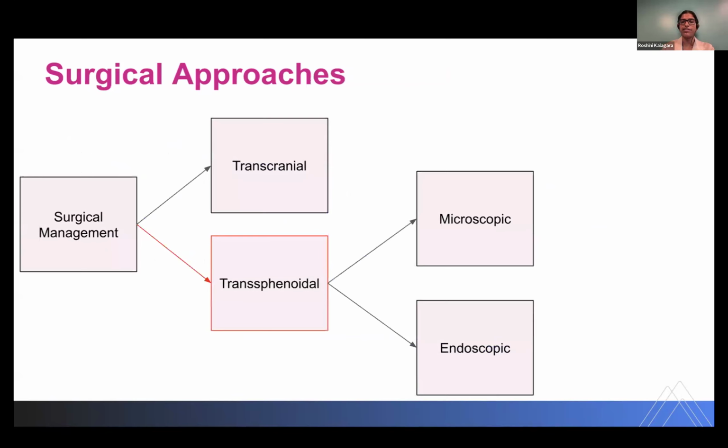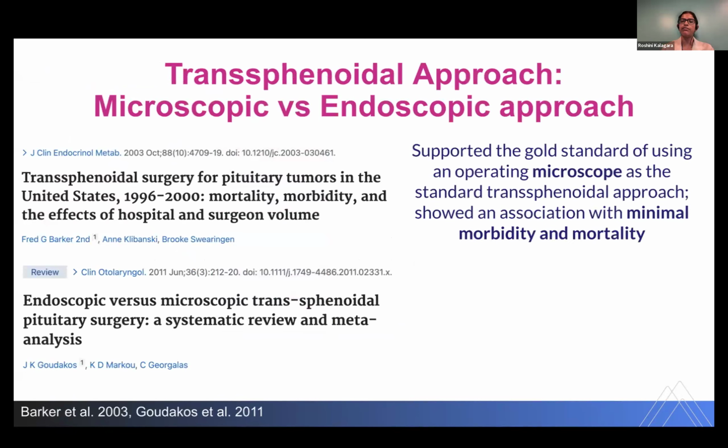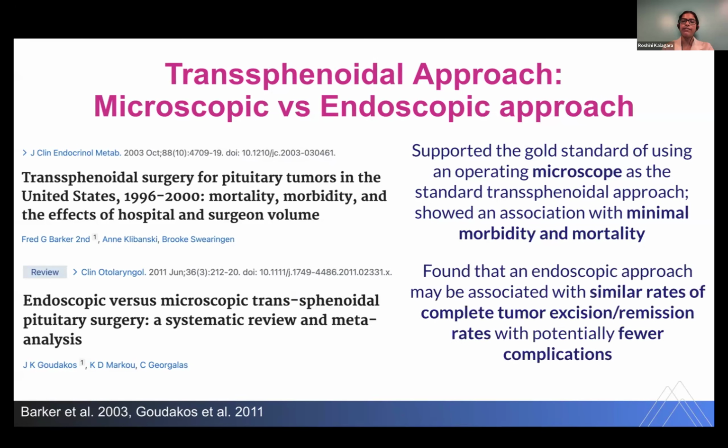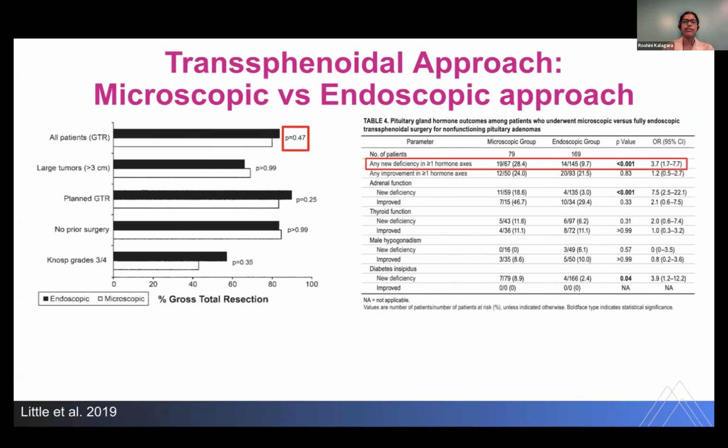After making that decision, the next big point is whether we should choose a microscopic approach or an endoscopic approach. Again, there's been a lot of research looking into both of these. Traditionally, the previous gold standard was using an operating microscope as it was associated with minimal morbidity and mortality. But more recent research has shown that an endoscopic approach might be associated with similar rates of complete tumor resection with potentially fewer complications.